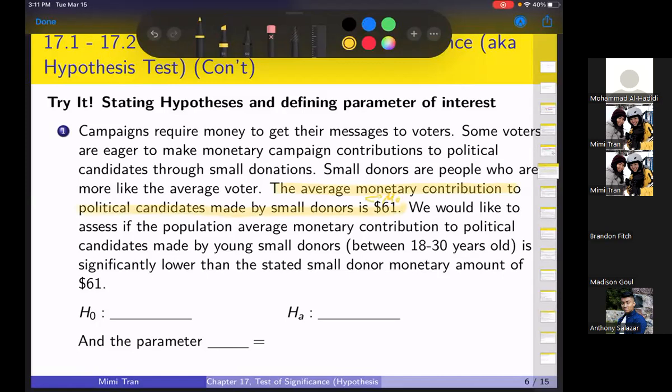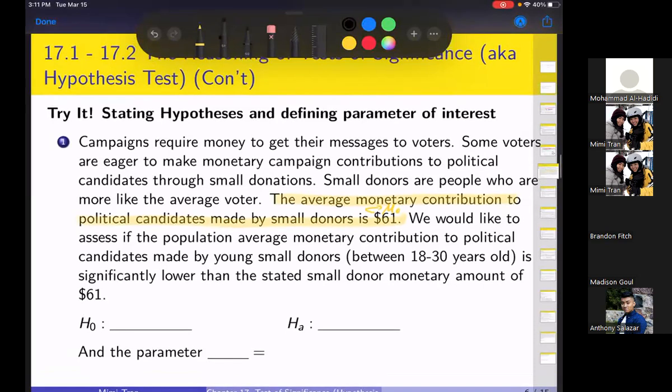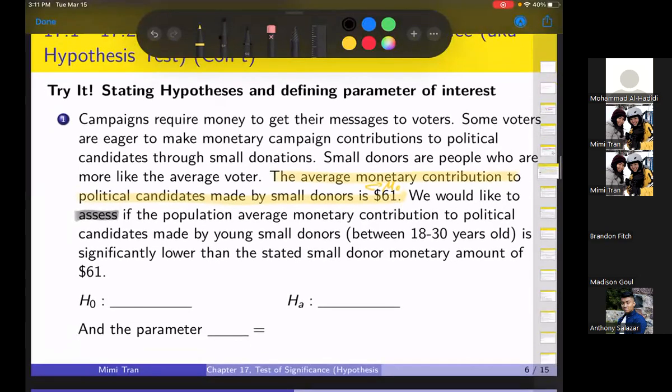We would like to assess if the population, by the way, when you hear assess, that means I'm asking you to do a hypothesis test, not a confidence interval. Assess if the population average monetary contribution to political candidates made by young donors between 18 and 30 years old is significantly lower than the stated small donor monetary amount of $61. So mu naught is $61.